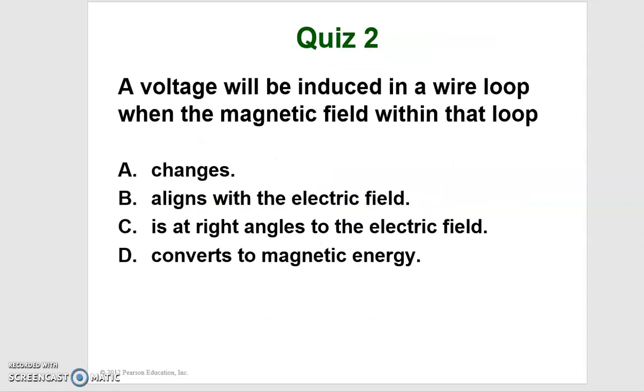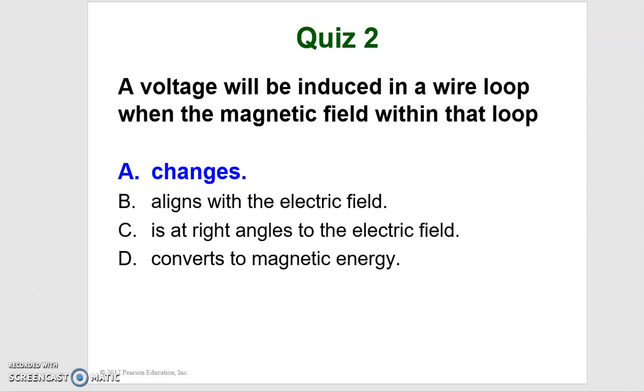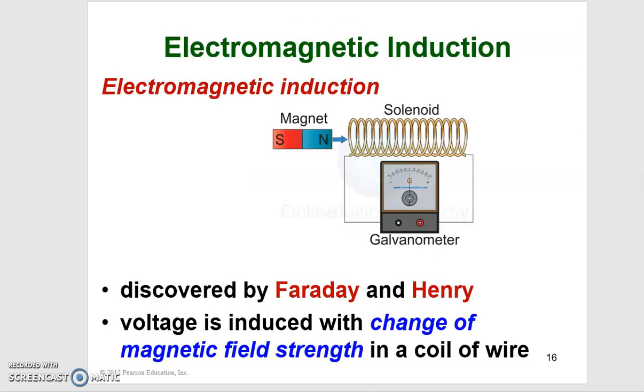But now let's study the second conceptual quiz. The answer should be A. A voltage will be induced if the magnetic field changes, so it is irrelevant to the electric field. And also, if you have a B field but it doesn't change, it still cannot produce an induced voltage.